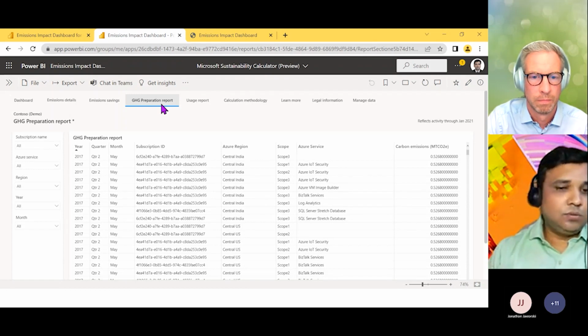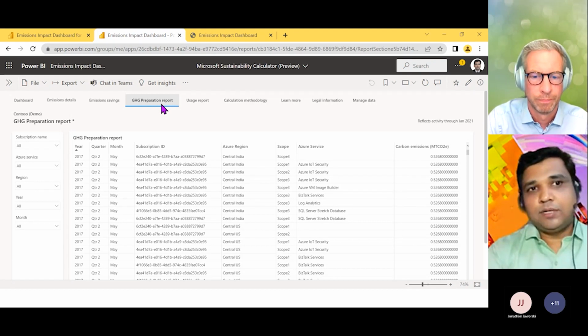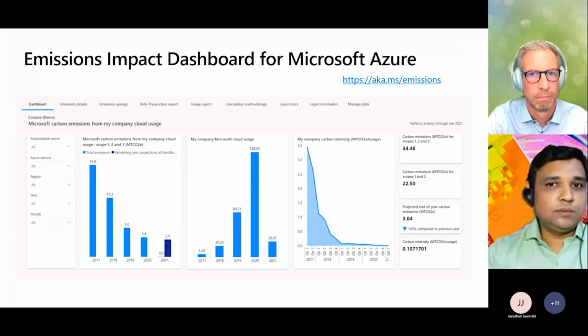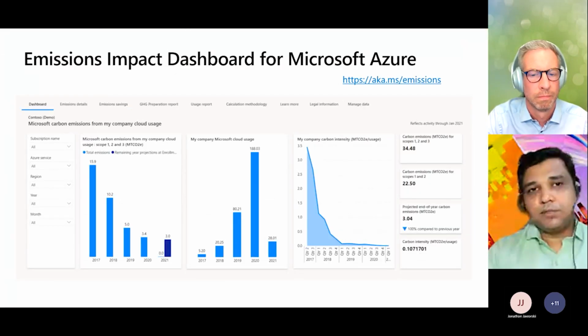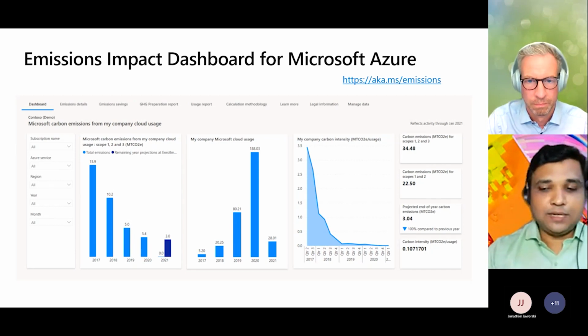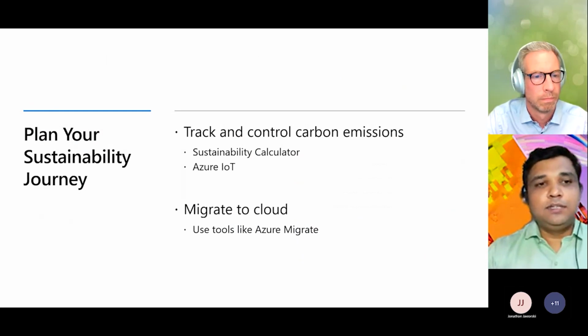So these are two dashboards I quickly wanted to show you. Whenever you are implementing your solutions in the cloud or on-premises, do follow these dashboards to see how much emission you are causing, how the usage is, as well as what emission details you have. Then how you can plan your sustainable journey.